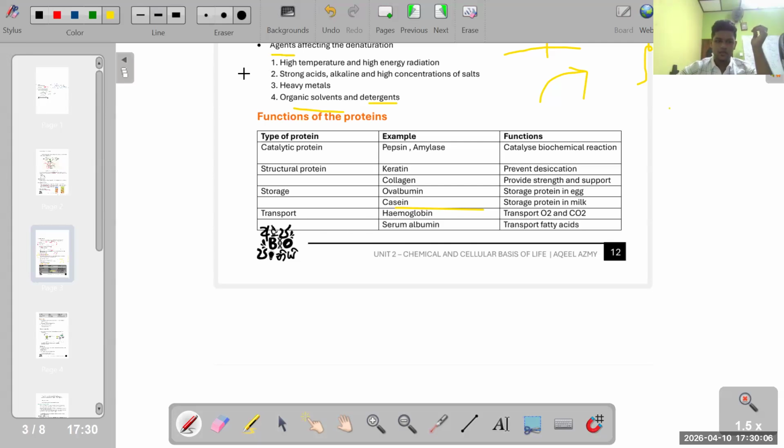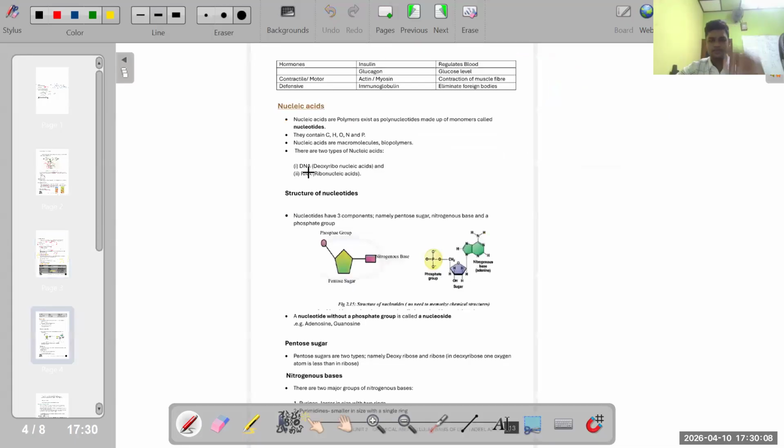Yes. So we can move to the next part. I guess we have only three more, right?